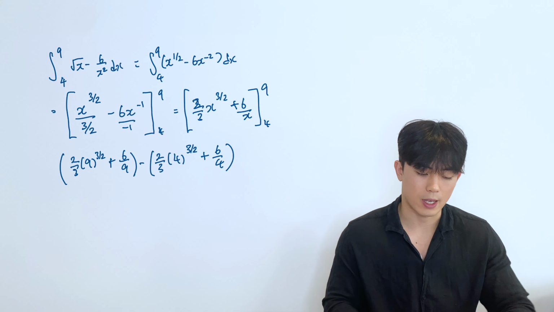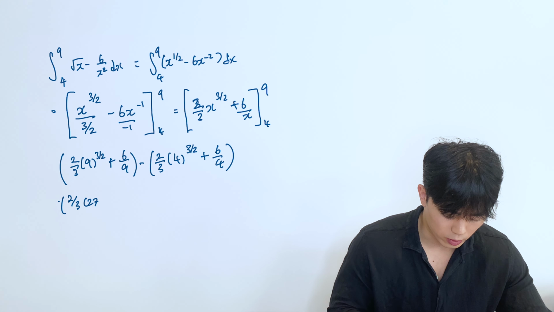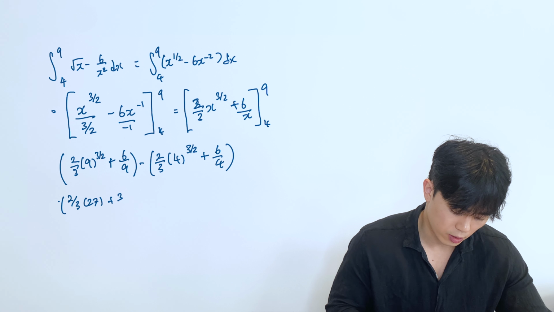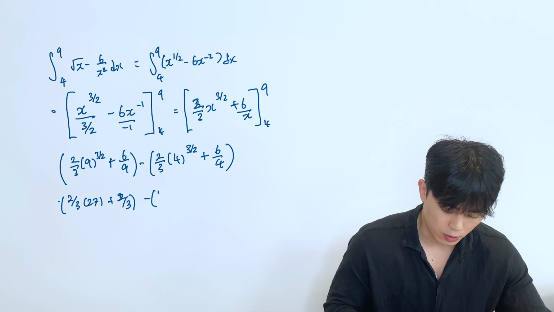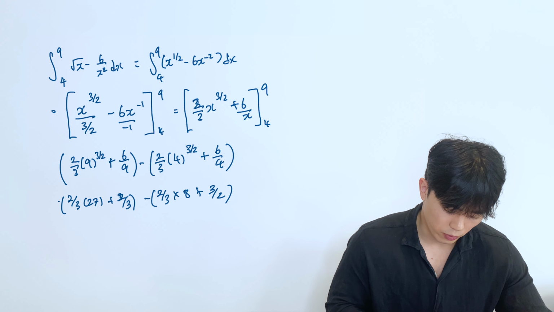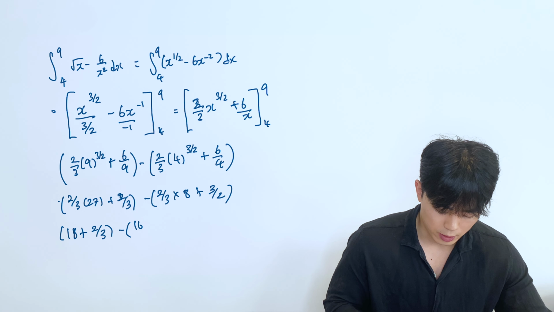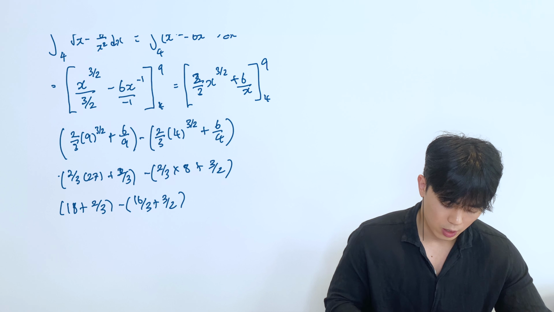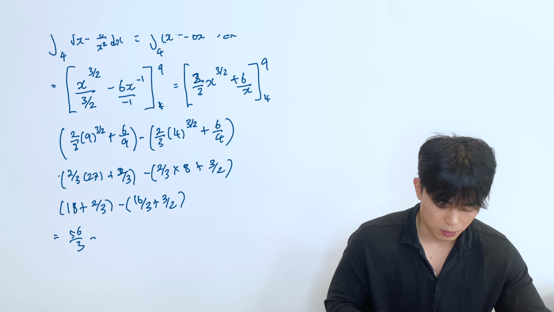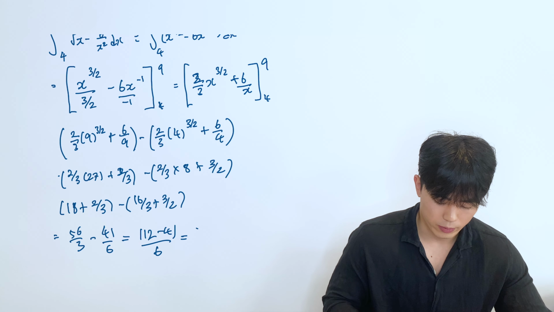And that's just a matter of working this out, okay? So this was going to be 2 over 3 times 27 plus 3 over 2 over 3, minus 2 over 3 times 8 plus 3 over 2. This will give me 18 plus 2 over 3 minus, this is 16 over 3 plus 3 over 2. This first part is going to be equal to 56 over 3, and this one is going to be equal to minus 41 over 6, which is equal to 112 minus 41 over 6, 71 over 6.